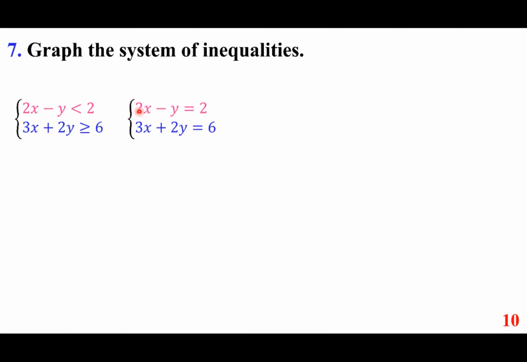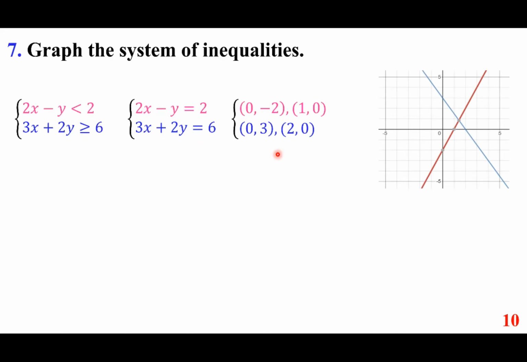If you look at this one, I want 2 pairs, the x-intercept and the y-intercept. If x is 0, y becomes negative 2. If y is 0, x becomes 1. In this case, if x is 0, y is 3. If y is 0, x is 2. So I am graphing these 2 lines by putting those 2 pairs. That's the blue line, that's the red line.